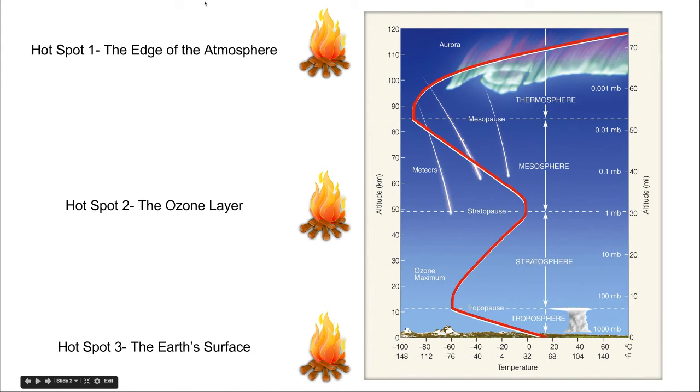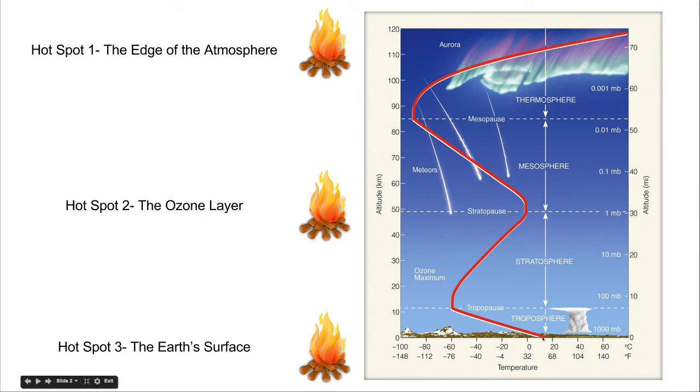Hotspot number 1 on our list, so the very top of our planet. And that is where the sun is first interacting with the gases in our planet. And because of that early interaction, the gases move at an incredible speed. Some of the fastest average speeds of any place in our atmosphere. You can see here this red line, which tracks temperature, is at the far right on the list, around 80 degrees Celsius. So we're going to trace this up from the surface of the planet.